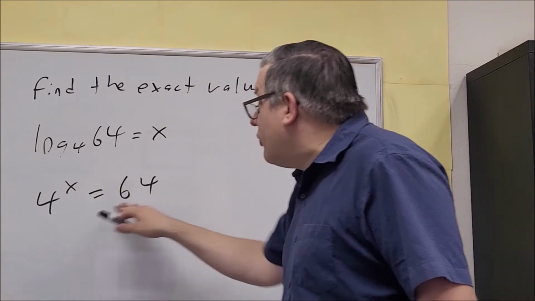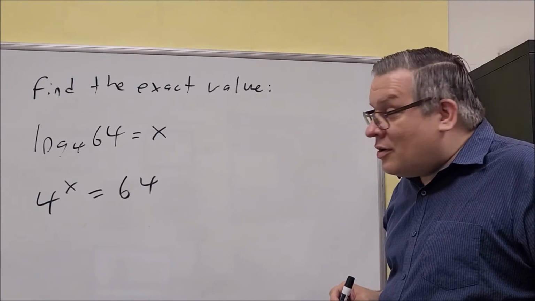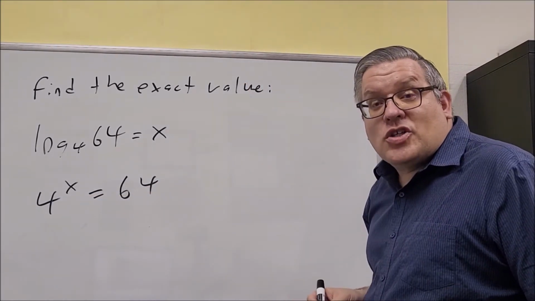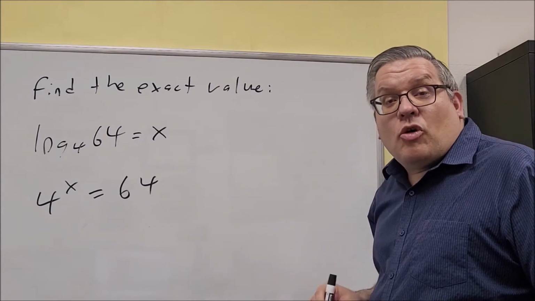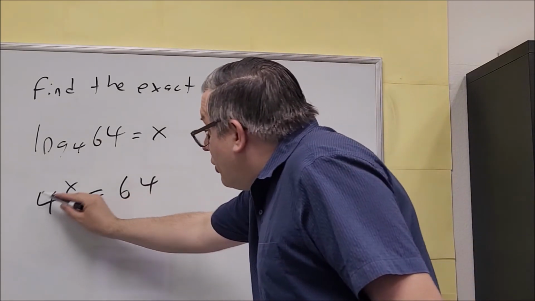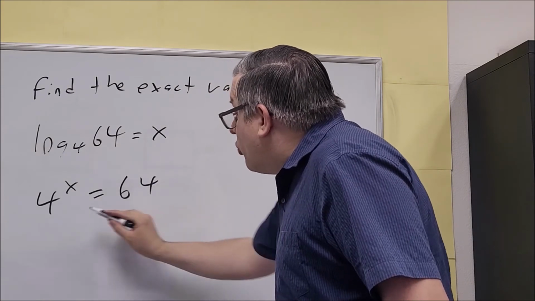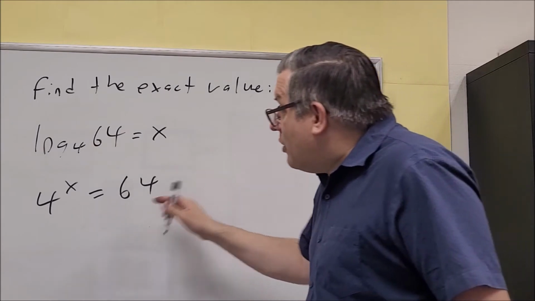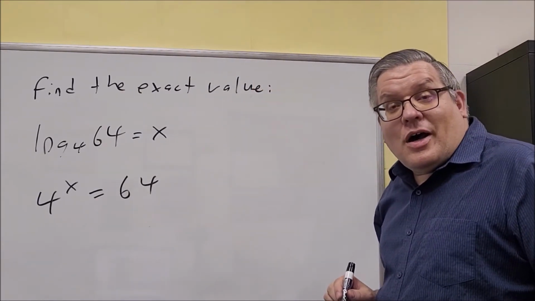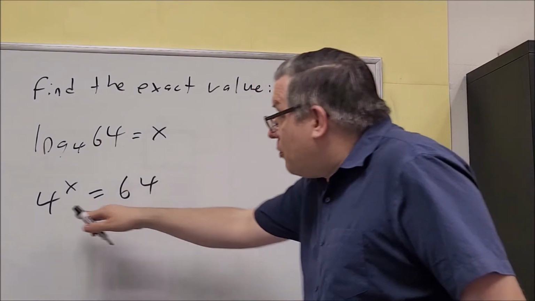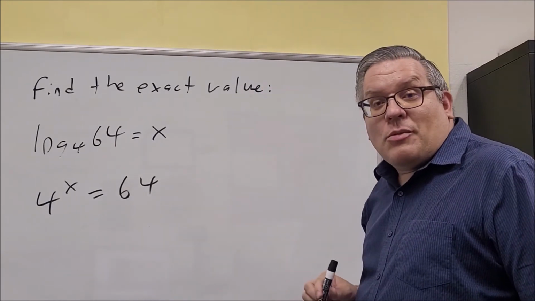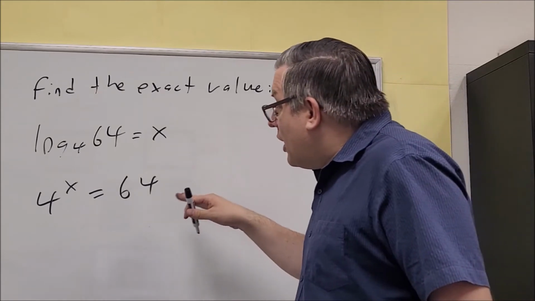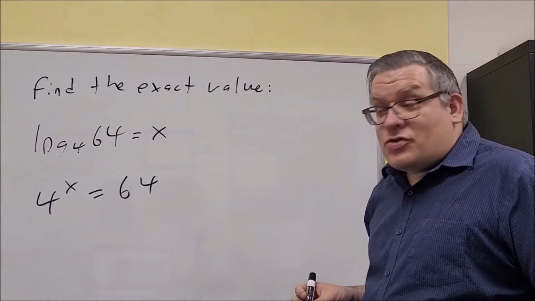Now that we have this, we want to use the equal basis property, which means that we have to write both of these in terms of the same base. Now, 4 and 64 could both be written with a base of 2, but that might be a little bit more work than we need. If the number on the right-hand side can be written in terms of the base on the left-hand side, that's better. We should use the highest base that we can so that both of them are equal. 64 can be written as 4 times 4 times 4, or 4 to the third.